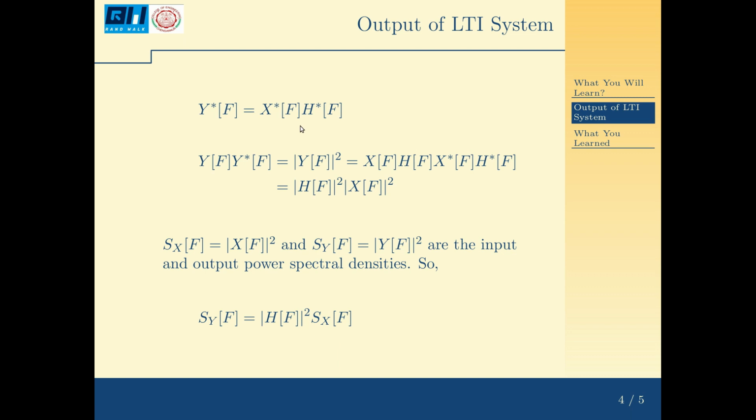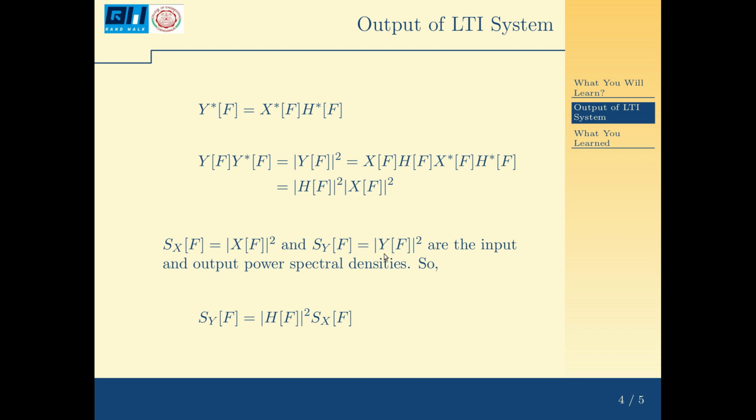If I take the conjugate, Y conjugate(f) is equal to X conjugate(f) into H conjugate(f). If I multiply this equation by Y(f), it becomes Y(f) into Y conjugate(f), that's equal to mod Y(f) square. That's equal to X(f) into H(f) into X conjugate(f) into H conjugate(f). So this becomes mod H(f) square into mod X(f) square. This mod Y(f) square is nothing but the output power spectral density S_Y(f).